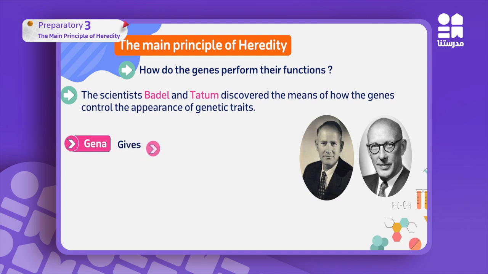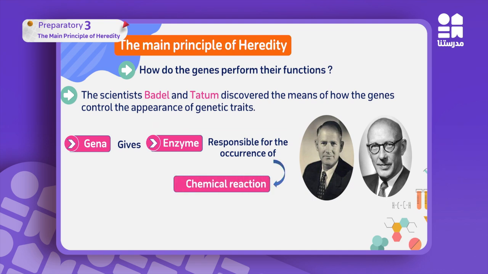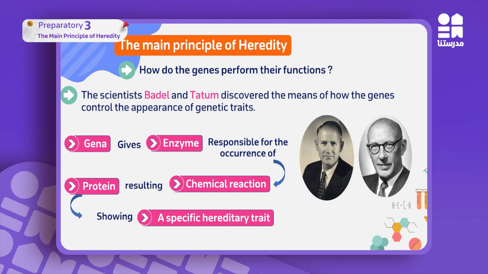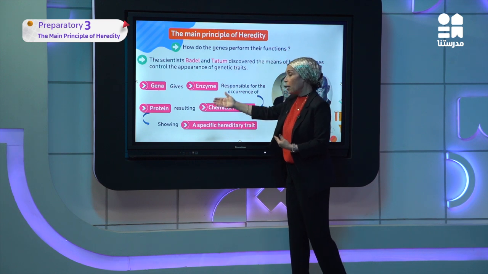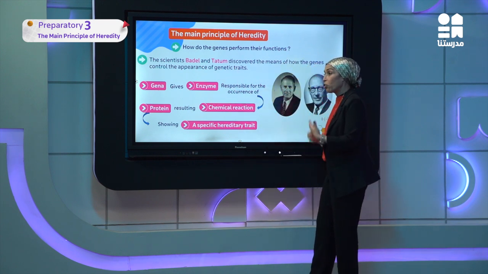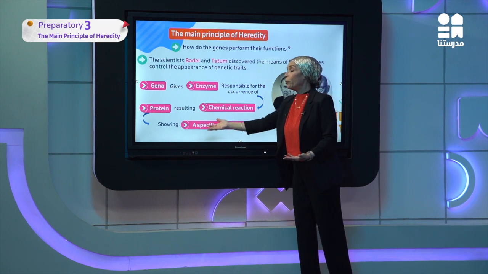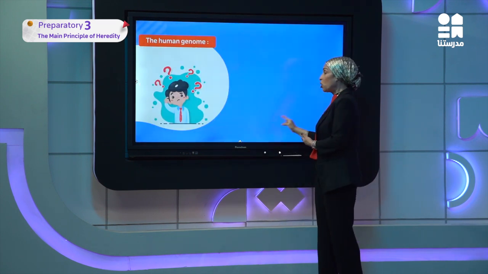الجين بيجيفز enzymes، بيproduce enzymes. الانزيمز دي عارفين enzymes بتactivate اي chemical reaction, so it's responsible for occurrence of chemical reaction. يطلع ايه من الكيميكال رياكشن ده؟ يطلع بروتين. البروتين ده هو responsible عن الappearance or showing of the genetic traits. يبقى اي genetic traits هي عباره عن بروتين. يبقى الجين بيبروديوس enzymes. الانزيمز دي بتاكتيفيت كيميكال رياكشن بتطلع منها بروتين. هو البروتين ده اللي بيشو السبيسيفيك جيناتيك تريتس.